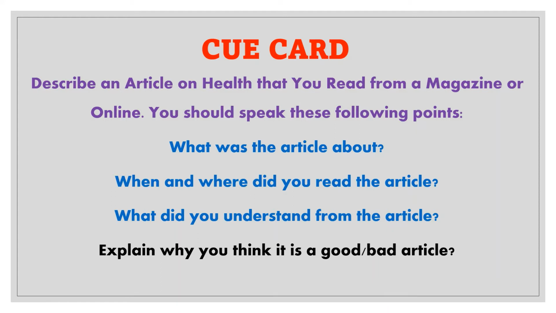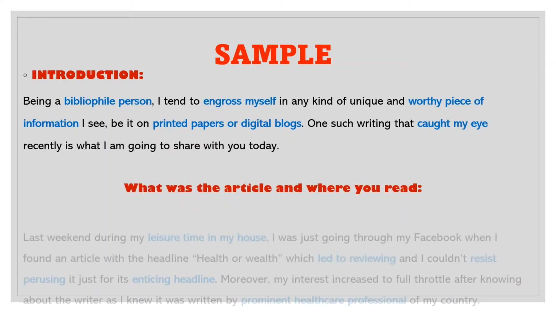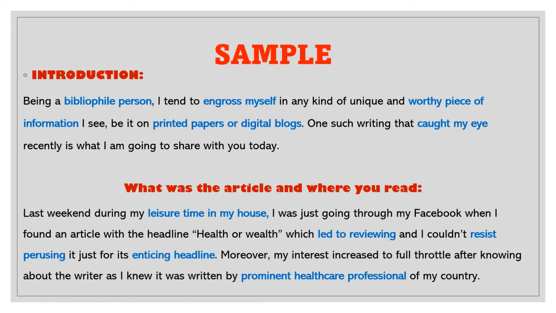Let's see the sample answer. For the sample answer, we have to start with an introduction. Introduction, just one or two lines of background, and then come directly to the question. So here I am going to start. Being a bibliophile person, a person who loves to read, who is a bookworm, you can say. Instead of saying bookworm, I am using a good lexical resource here, bibliophile. You can use lover of books, bookworm, or always engrossed in books, something like that.